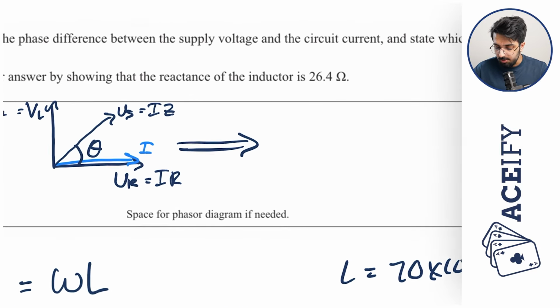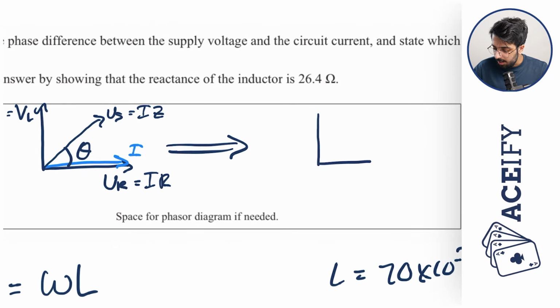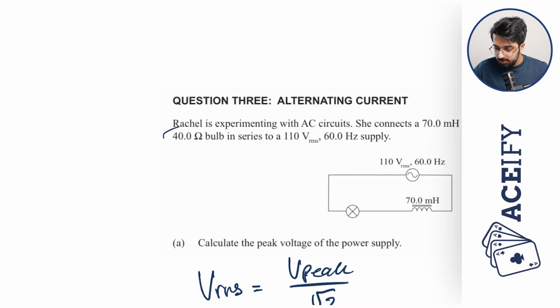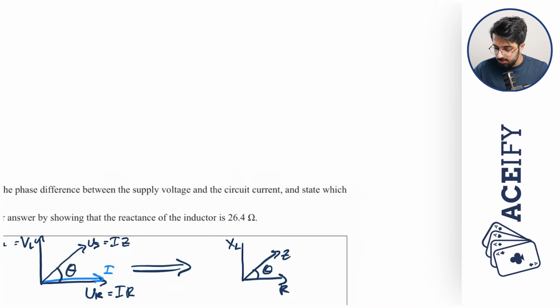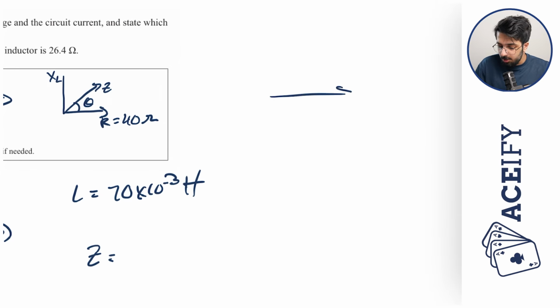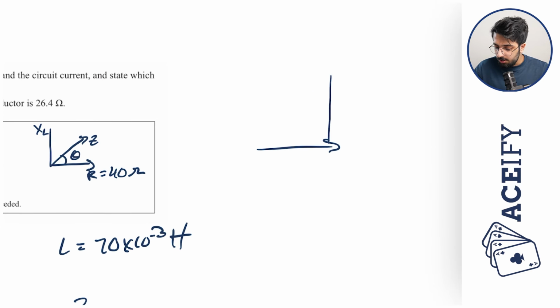So our new phasor diagram will be like so, where we have our resistor over here, the reactance of our inductor, and the total impedance like so, and this is our angle theta. And our resistor is just our light bulb in this case, which has 40 ohms of resistance, okay? So this is 40 ohms. And so therefore, if we have our resistor coming over here, we have our reactance of our inductor coming over here, and our total impedance is this value right here. So this is XL, this is R.